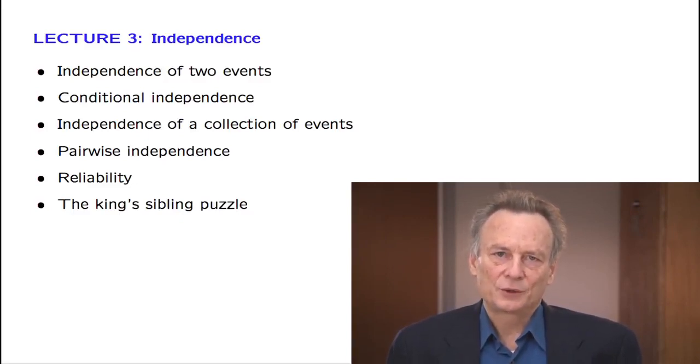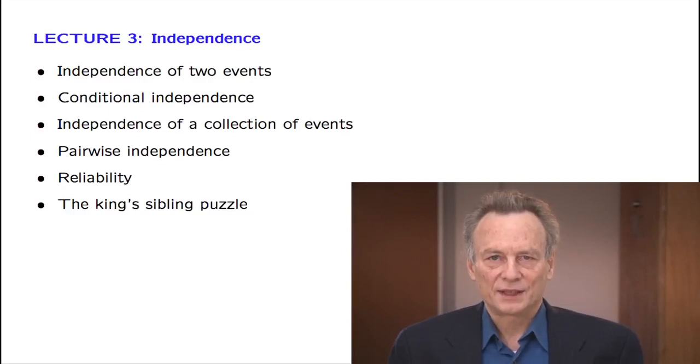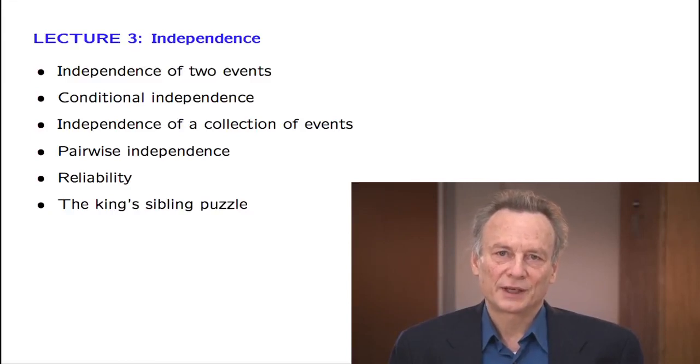If for any two of the events in the collection we have independence between them, we will say that we have pairwise independence. But we will see that independence of the entire collection is something different. It involves additional conditions. Finally, we will close with an application in reliability analysis and with a nice puzzle that will serve as a word of caution about putting together probabilistic models.